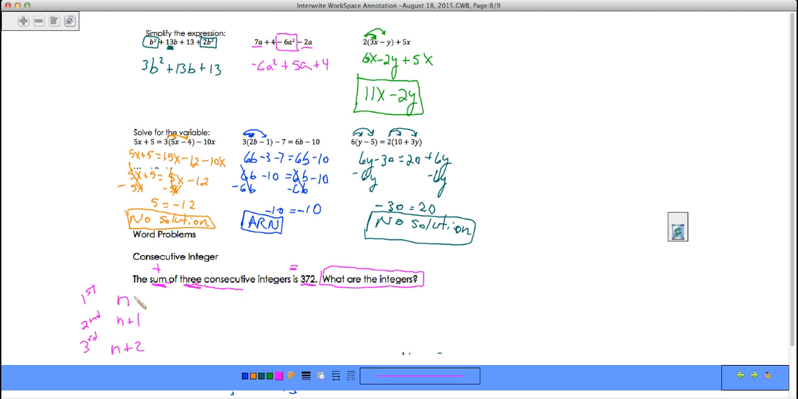So I need to add these terms together. I have n plus n plus 1 plus the last term we said was n plus 2. I'm going to start by combining like terms. I have n and n and n. 1n plus 1n plus 1n is 3n. And then I have 1 plus 2, which is 3, equals 272. Nope, sorry, 372.